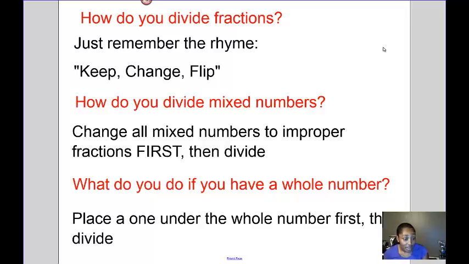How do you divide mixed numbers? Well, you change all mixed numbers to improper fractions first, and then you divide by doing keep, change, flip to the beat. So what do you do if you have a whole number? Well, you place a 1 under the whole number first, and then you divide by doing keep, change, flip. You know it now. Keep, change, flip.